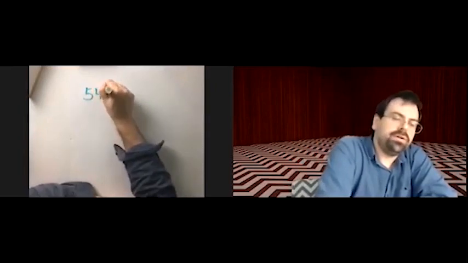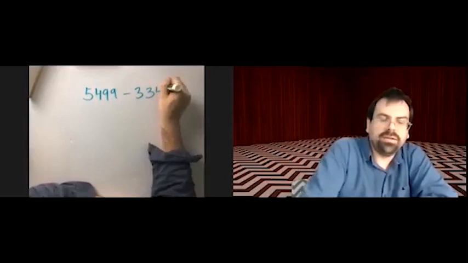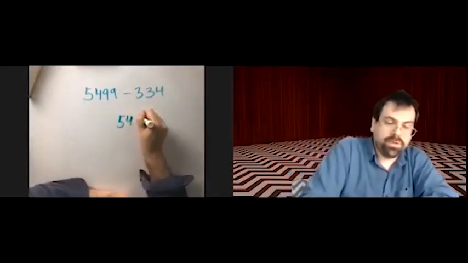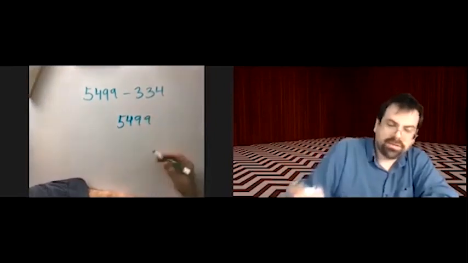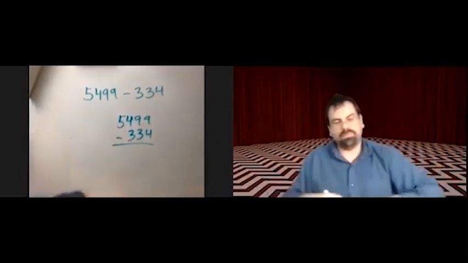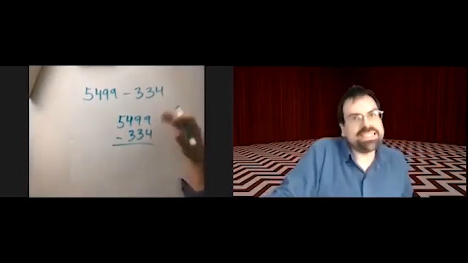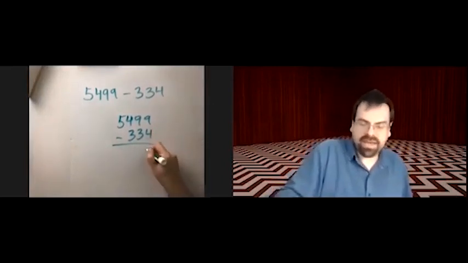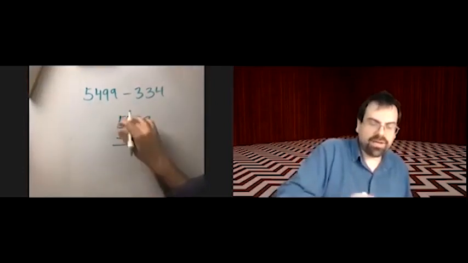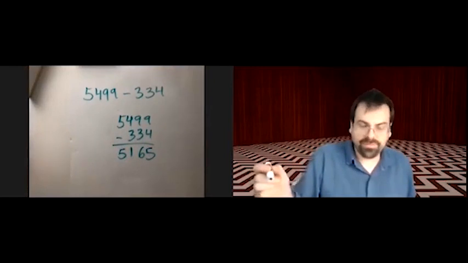Wrench. I'm going to give it in one single line. Solution. You're just going to write it vertically. That was the only wrench because everything on the top is bigger than what's on the bottom. This is easy. 9 minus 4 is 5. 9 minus 3 is 6. 4 minus 3 is 1. 5 minus nothing is 5.